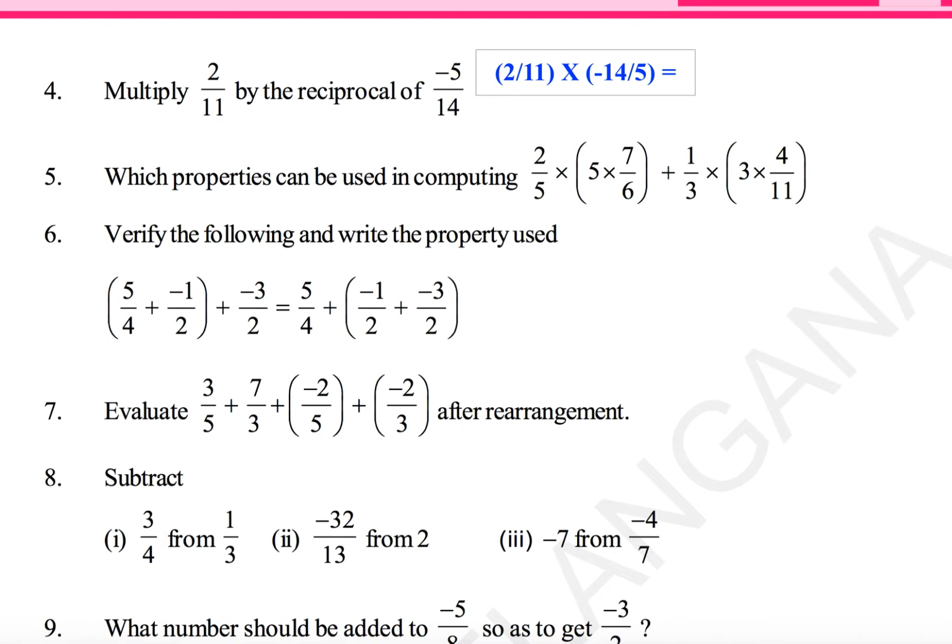Answer will be minus 28 divided by 55. So that is the answer. Which properties can be used in computing this?